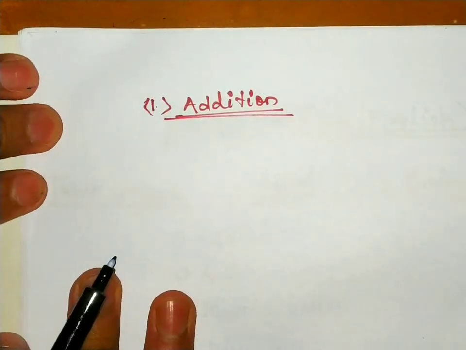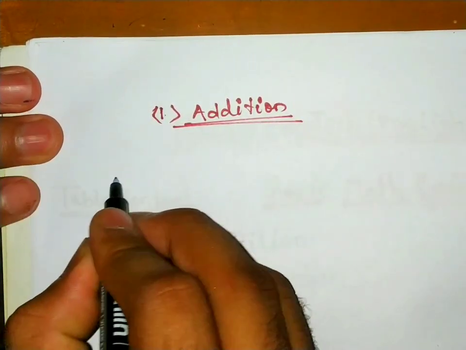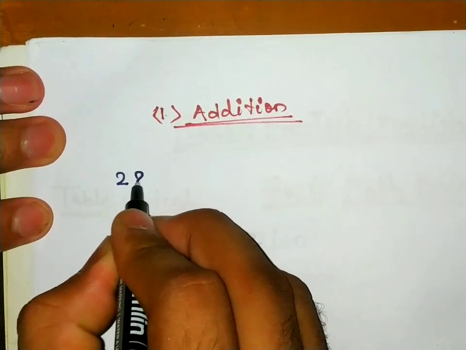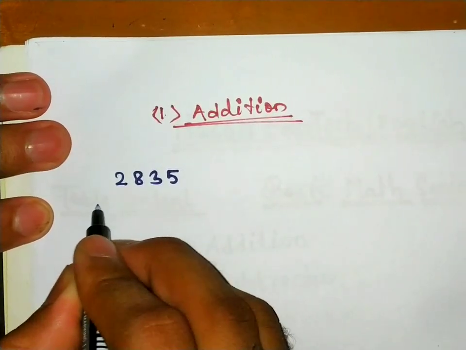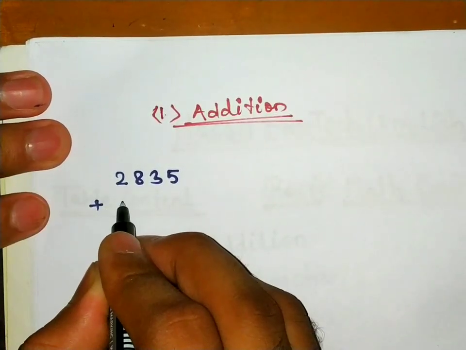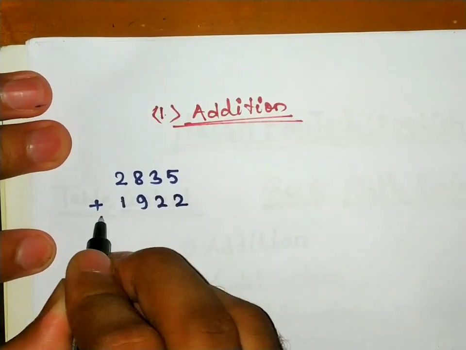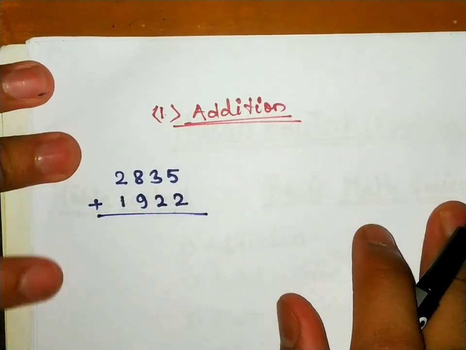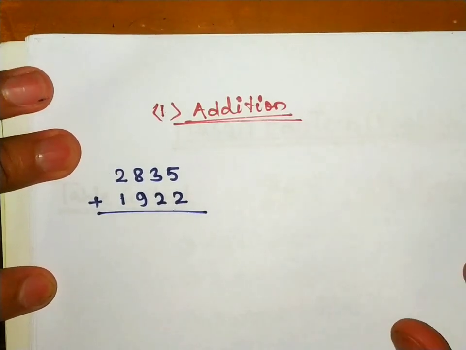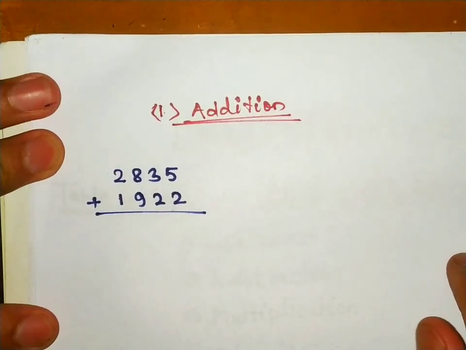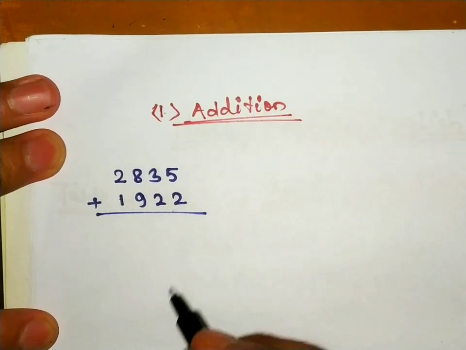Let's take an example like 2835 addition with 1922. Everyone knows the basic addition and subtraction things, but still I will teach you the basics again.